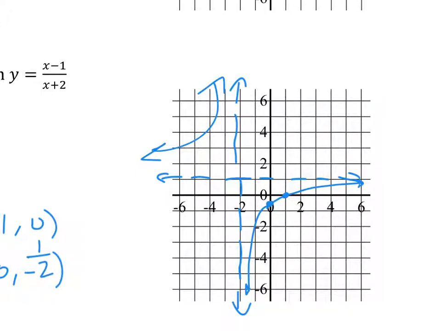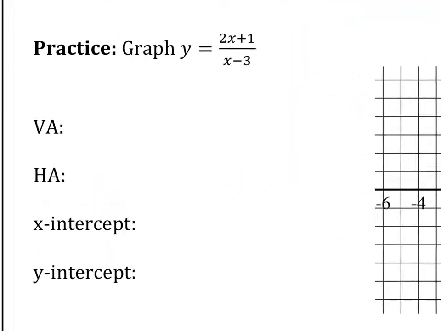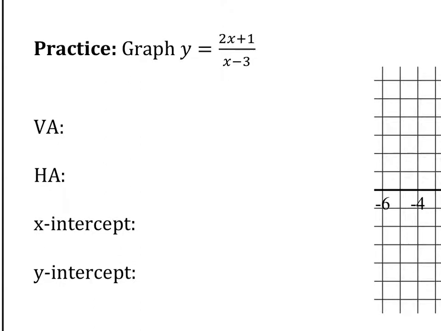Okay, let's try one. So this one you're going to practice. Again, vertical asymptote, horizontal asymptote, x-intercept, y-intercept, and then you're going to draw those things on there and then try to make the points go towards the asymptotes.